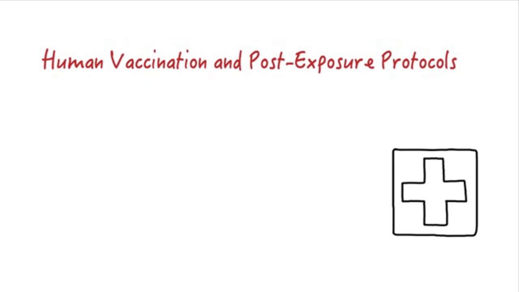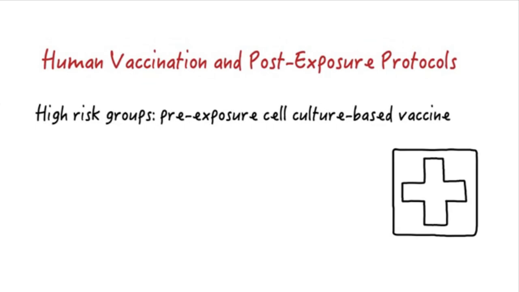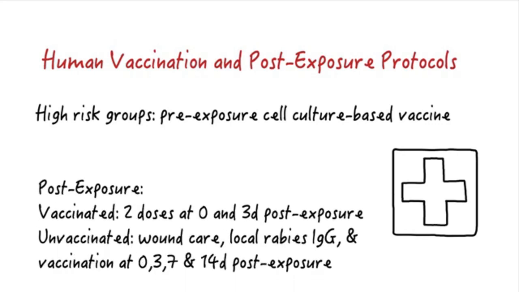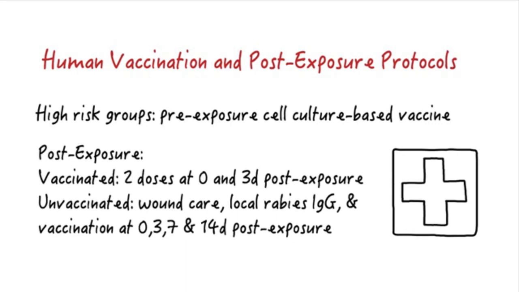For people in high-risk groups, such as veterinarians and veterinary technicians, animal control officers, and diagnostic laboratory workers, and possibly travelers working in countries in which canine rabies is endemic, pre-exposure vaccination with a cell culture-based vaccine is recommended. Even if vaccinated, if exposed to a rabid animal, supplementation with a regimen of 2 doses of vaccine on day 0 and 3 post-exposure is recommended.